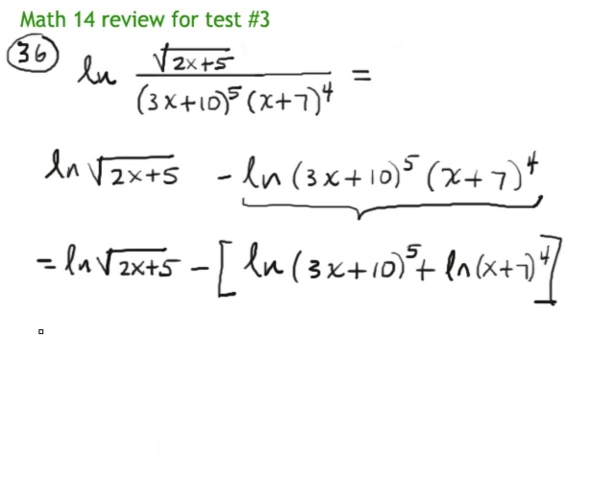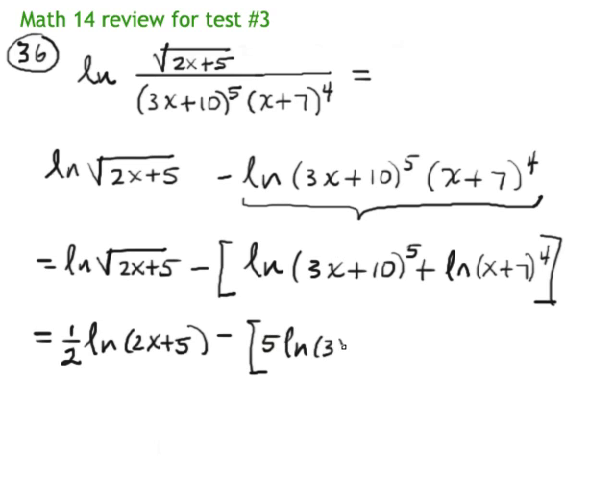Okay, now let's just bring down the exponents. Now this square root is the same as exponent 1/2, so we'll put 1/2 in front. Okay, and keeping the brackets on, we can bring the 5 down, and bring the 4 down. And that's it, that's expanded.